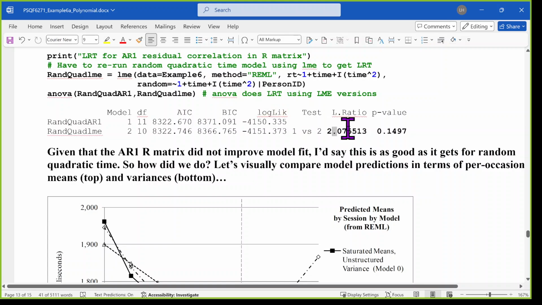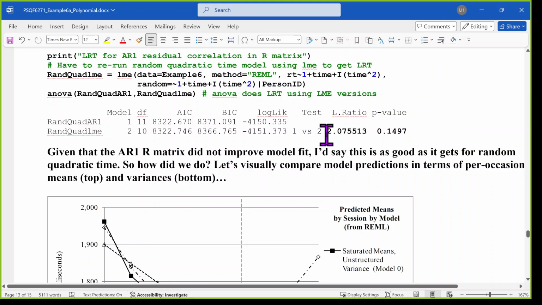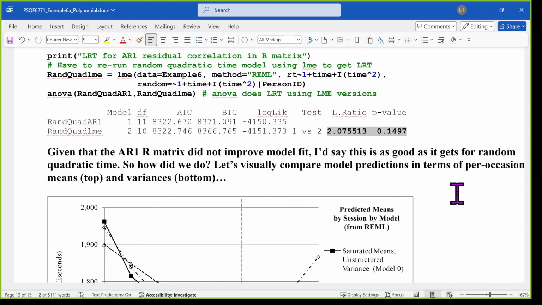So this version of it is using ANOVA rather than RANOVA. RANOVA is with Elmer, so you remember the R's go together. So what does this tell us? A p-value of 0.15 and a test statistic of 2.